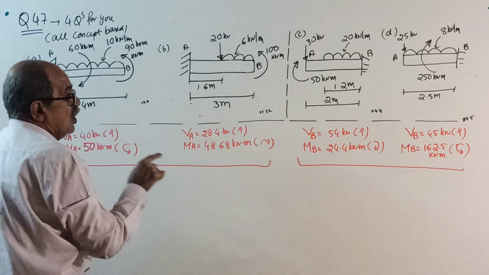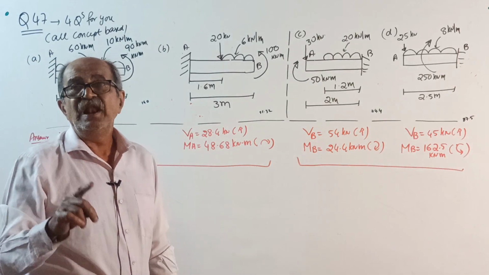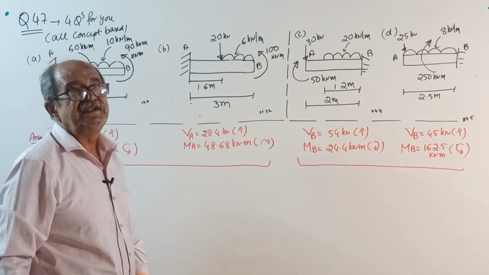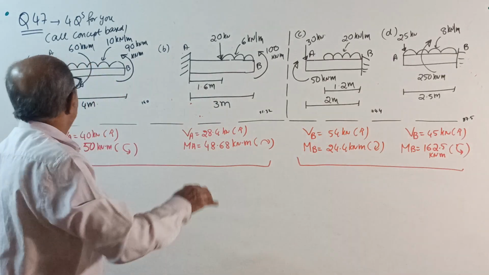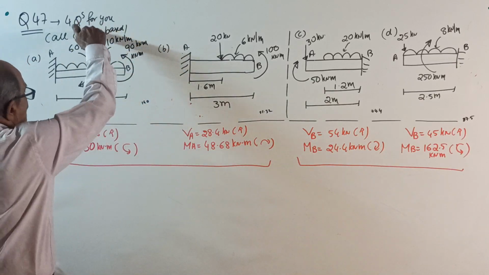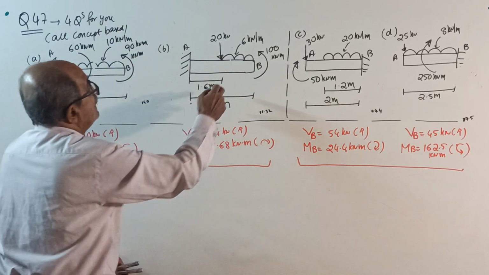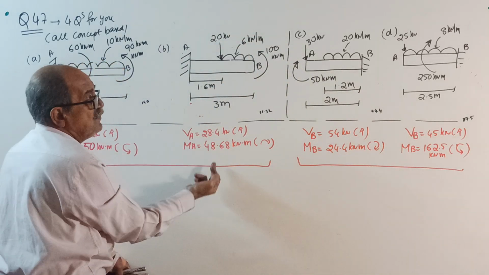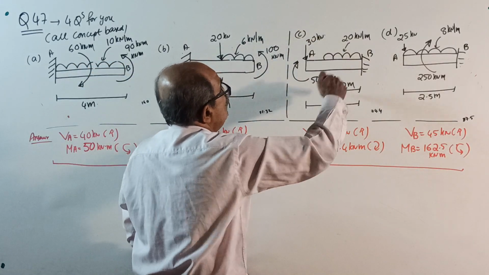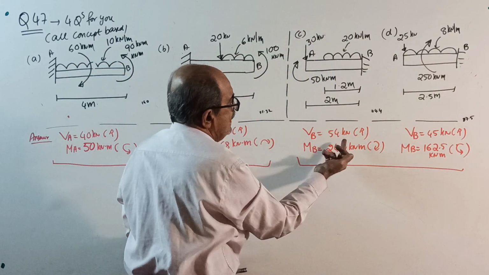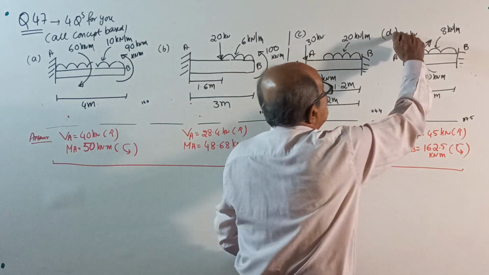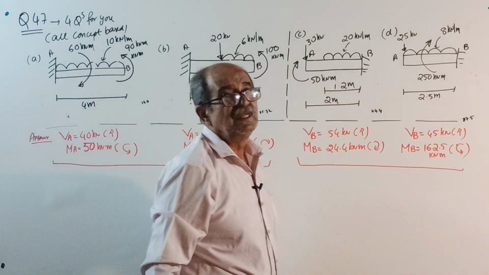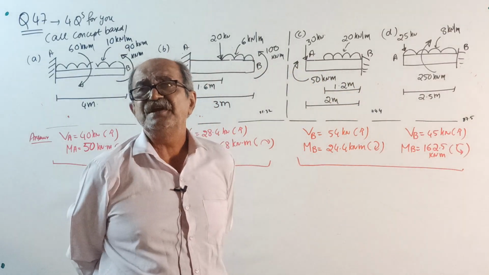This question, solve whatever way you want. I will tell how the answer came now. For all the 4 questions, I will first tell about vertical reaction. 10 into 4 down, 40 down, VA 40 up. 20 down and 6 into 1.4 down, so 28.4 up. 30 down, 20 into 1.2 down, that's why 54 up. 25 down, 8 into 2.5 down, that's why 45 up. This is not confusion. Our discussion is for reacting moment.